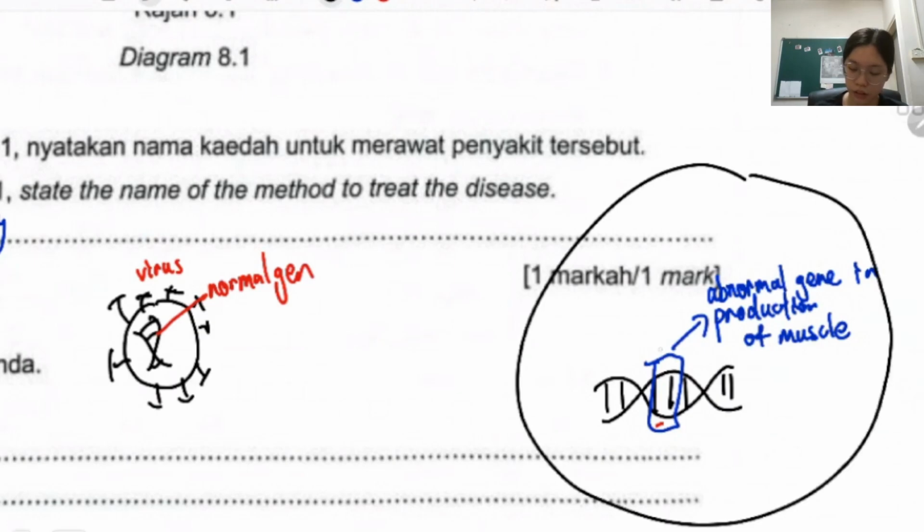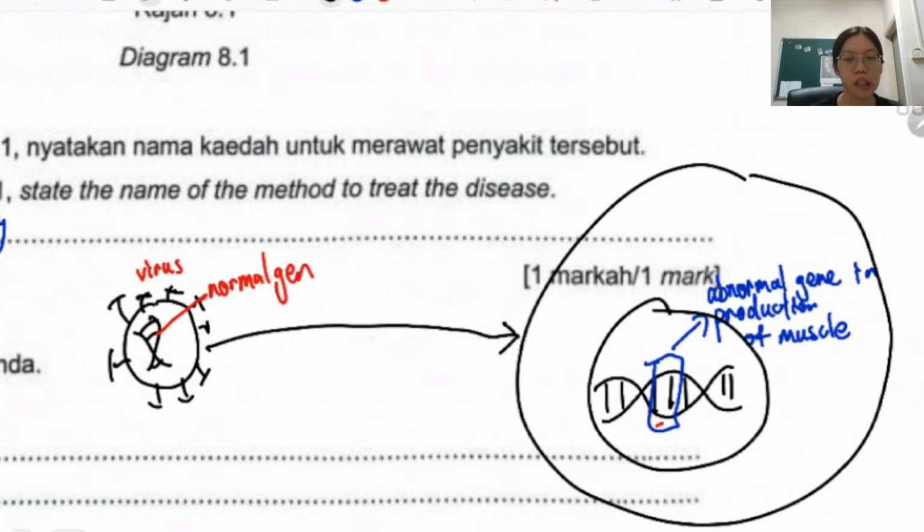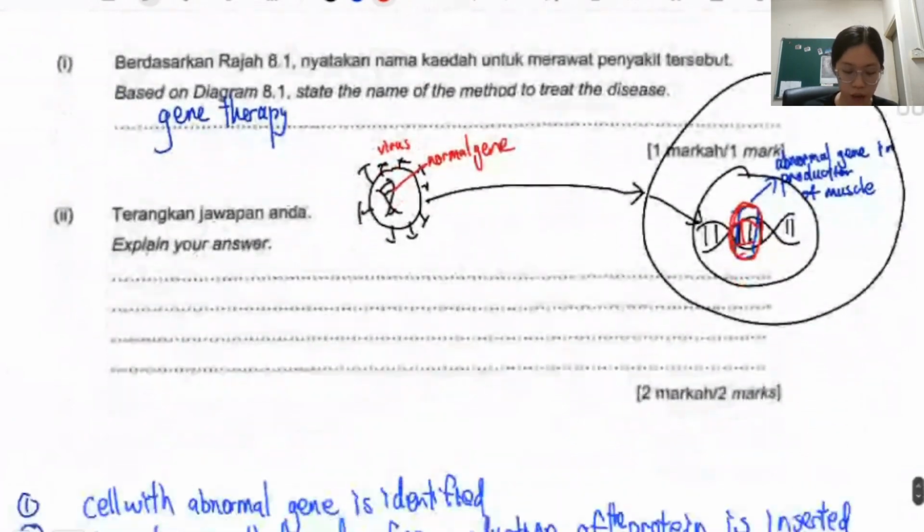Okay, this one is in a cell, the nucleus. So this virus will attach to the cell surface membrane. And this virus not only has the ability to go towards a cell, but what will they do? They will inject the genetic material, insert the genetic material to replace this abnormal gene with the normal gene. So yeah, now it has a normal gene, then the production of muscle, the muscle will be high quality and will work fine. So how are you going to explain?